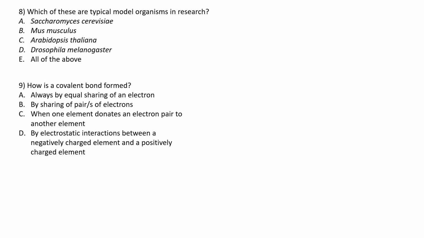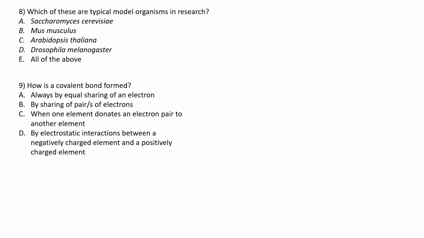So now we come to the different types of bonds that are important in our cells. How is a covalent bond formed? Do you guys know which one is the answer? By sharing of a pair of electrons. D or B?